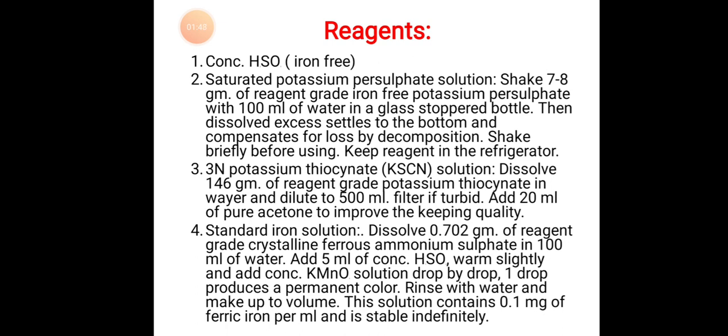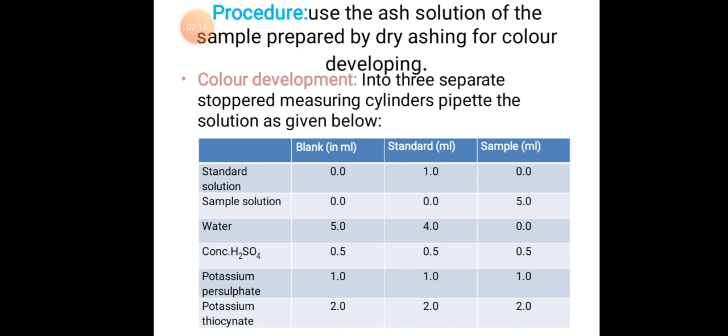Standard iron solution: dissolve 0.702 grams of reagent grade crystalline ferrous ammonium sulfate in 100 ml of water. Add 5 ml concentrated H2SO4, warm slightly and add concentrated KMnO4 solution drop by drop until 1 drop produces a permanent color. Rinse with water and make up to volume. This solution contains 0.1 mg of ferric iron per ml and is stable indefinitely.